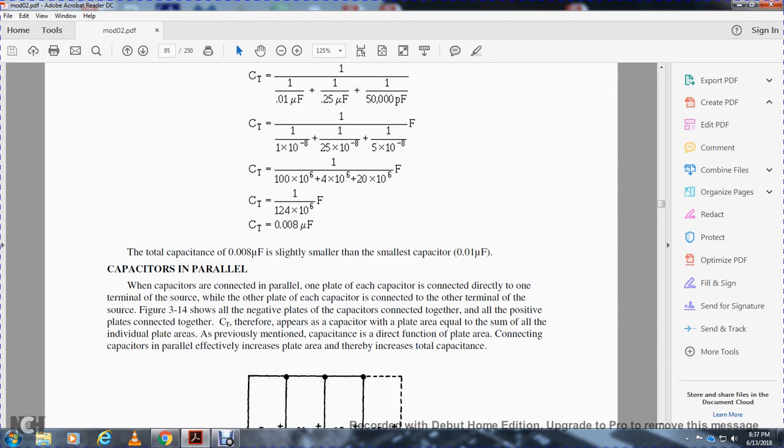And then it shows the total capacitance is 0.8 microfarads, smaller than the smallest capacitor of 100 microfarads. Alright, so capacitors in parallel.